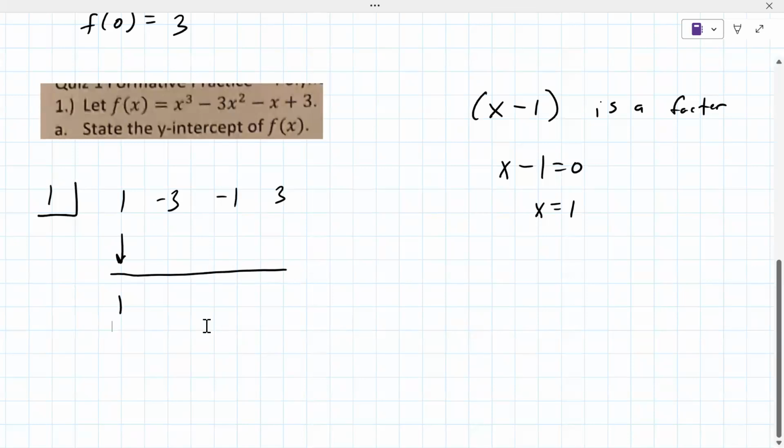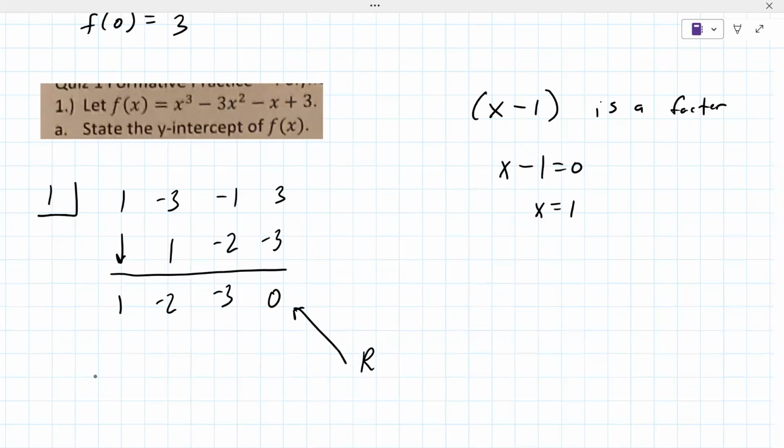Do you remember what to do from here? And then you multiply to get 1, and then you add to get -2. Then you multiply, keep going, to get -2, and then you multiply, and you get 0. All right. Do you remember what this is called when you're all done? That last number? No. It's called the remainder.